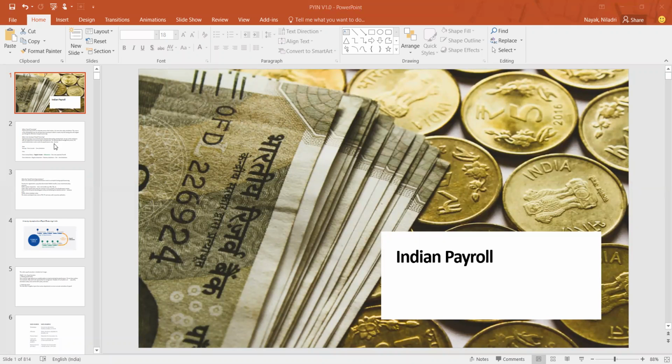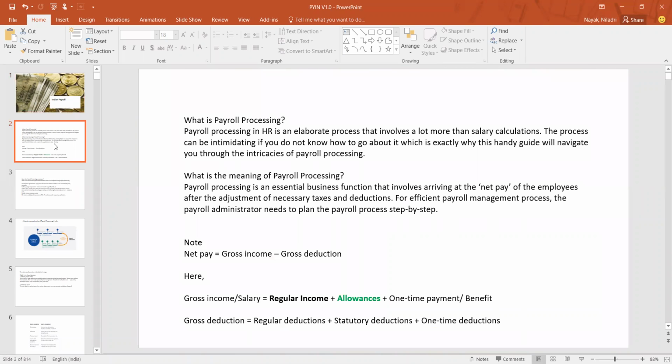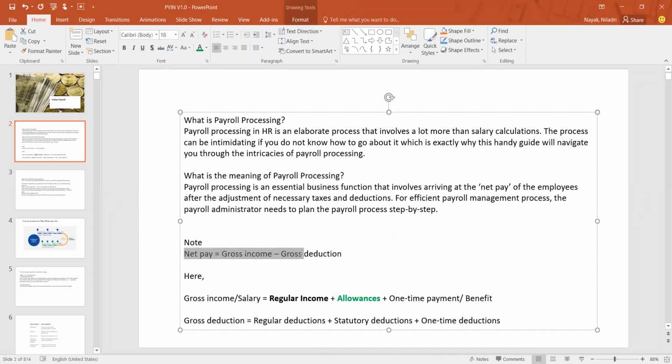So again, when I was talking about the Indian payroll, I talked about the payroll process, and about this payroll equation: your net pay is equal to gross income minus gross deduction. Then when I was discussing the regular income, as per your CTC structure, there are certain components which you will be getting every month, like your basic, HRA, education allowance.